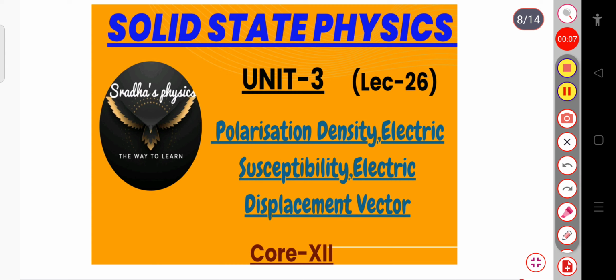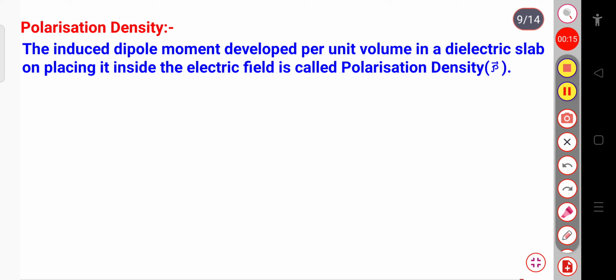So today we will see the polarization density, and after that we will see electric susceptibility and electric displacement vector. Now let us begin with our topic, polarization density. The induced dipole moment developed per unit volume in a dielectric slab on placing it inside the electric field is called the polarization density, and this is denoted as P.